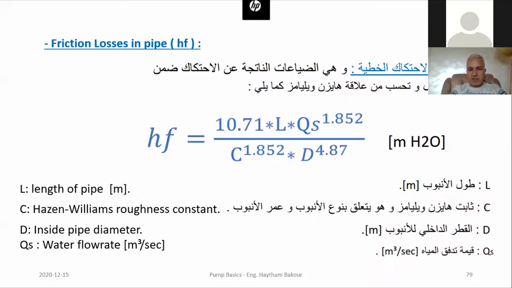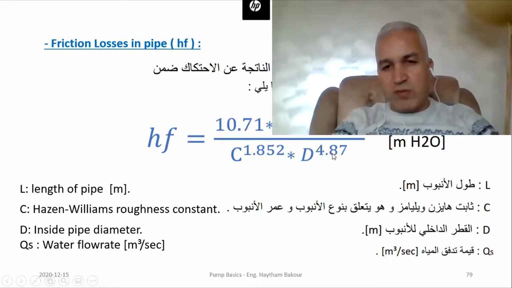We are going to provide you with a program with an automatic equation that can provide you with the results easily. So L is the length of pipe, multiplied by Q, which is the water flow rate, divided by the Hazen-Williams roughness constant C multiplied by D, which is the inside pipe diameter.